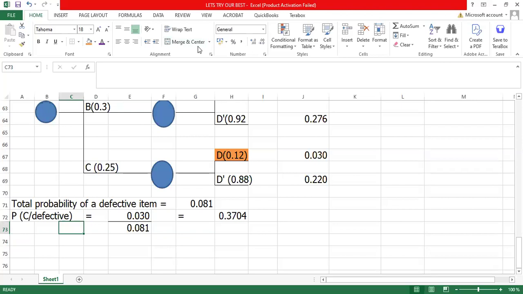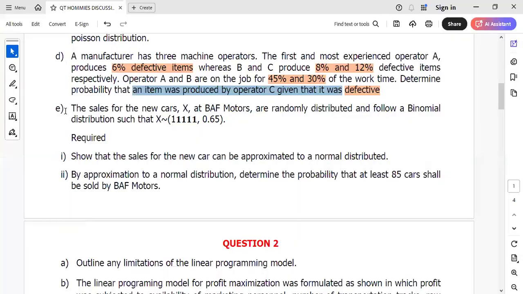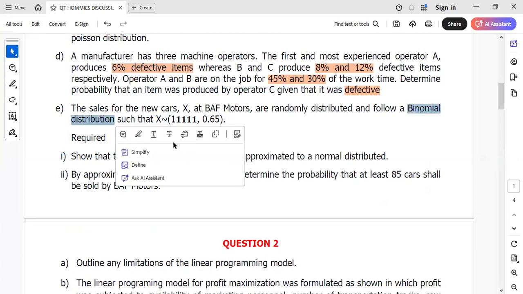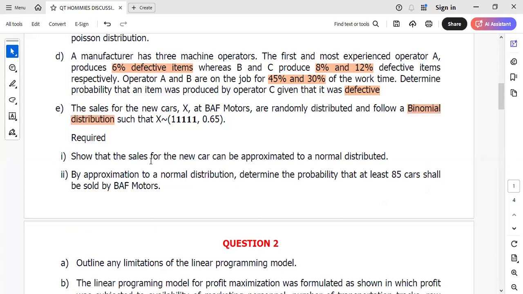We are done with that. Next, part E. The sales for the new cars X at BAF Motors are randomly distributed and follow a normal distribution such that X follows this. Now, this is the binomial. Required: show that the sales for the new car can be approximated to a normal distribution.